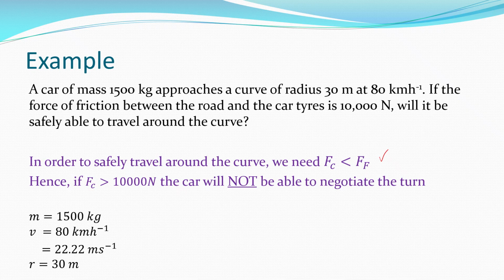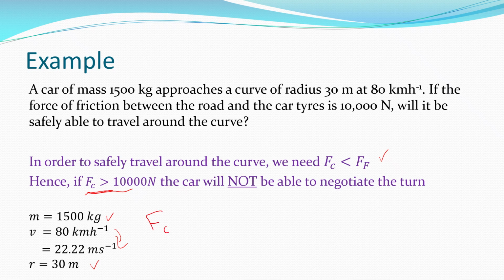If the centrifugal force is greater than this figure that we're given of 10,000 newtons, the car's not going to go around the corner and it's going to slide off. So, written down what we know here, we've got the mass of the car, 80 kilometres an hour, which we've converted to metres per second, and we've got a radius. So write that down. What do we need to find? We need to find the centrifugal force.